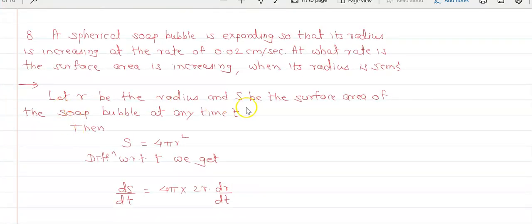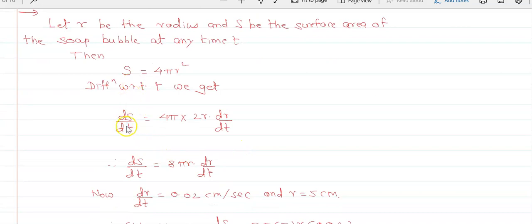R is the radius and S is the surface area of the soap bubble. S is equal to 4 pi r square. Differentiate with respect to t. dS upon dt is equal to 4 pi into 2r into dr upon dt. Then you will get 8 pi r into dr upon dt.